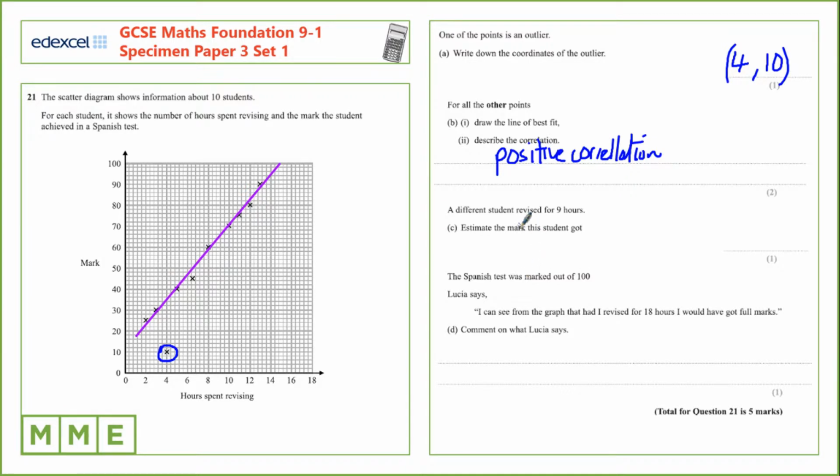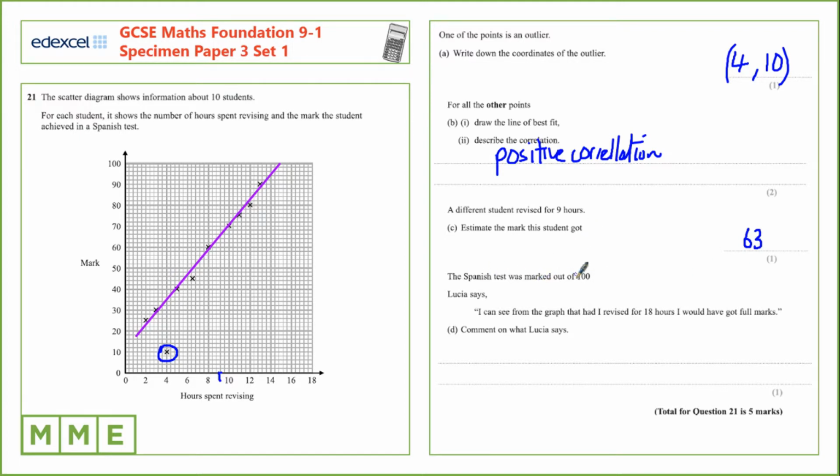A different student revised for 9 hours. Estimate the mark that this student got. In order to estimate this, we need to read up from 9 hours here, which should be there, up to the graph, and then across from our line of best fit to here, which looks to me like around about 63 marks. This will depend on your line of best fit.